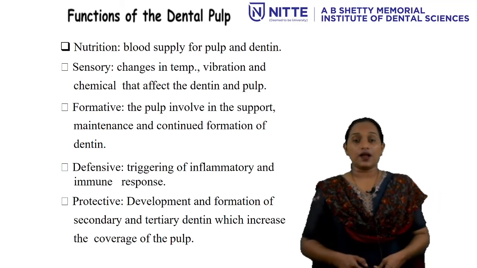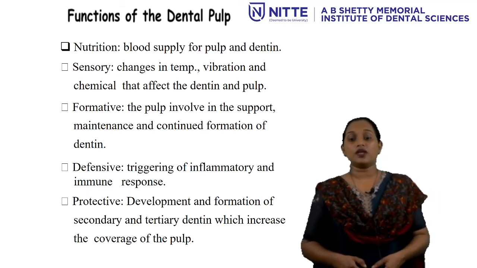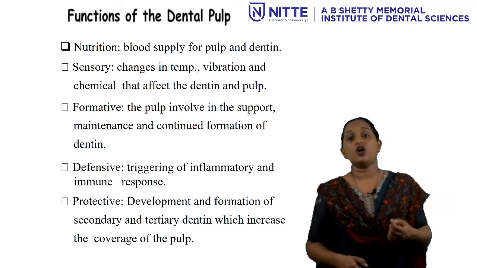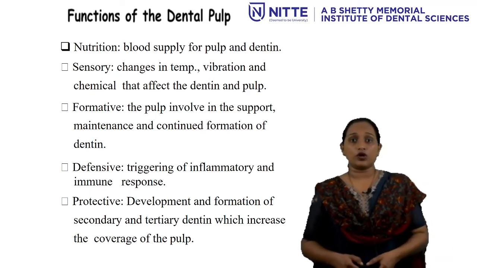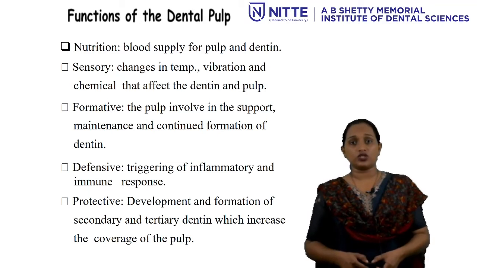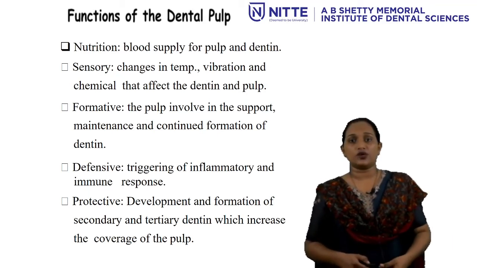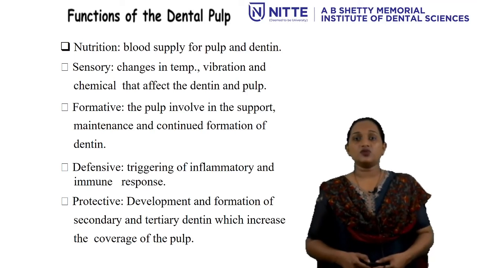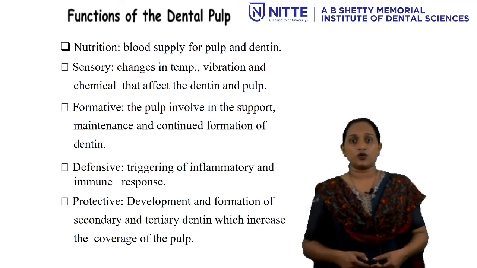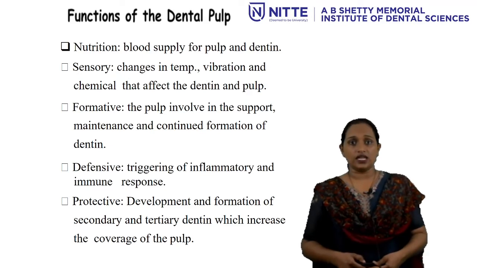The third part is the formative function, where the pulp is involved in supporting, maintaining and continuous deposition of dentin. There is also a protective function, where the development and formation of secondary dentin, tertiary dentin, and also the reparative and regenerative dentin is from the pulp. Defensive is the production of inflammatory and immune response in case of any irritation or stimuli.